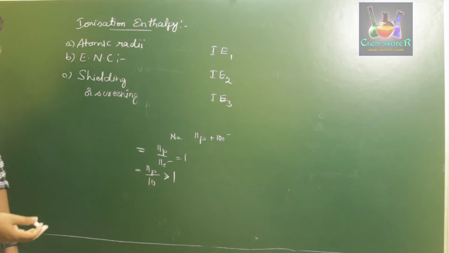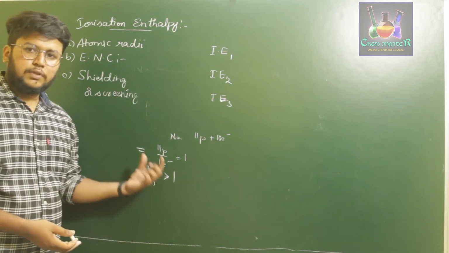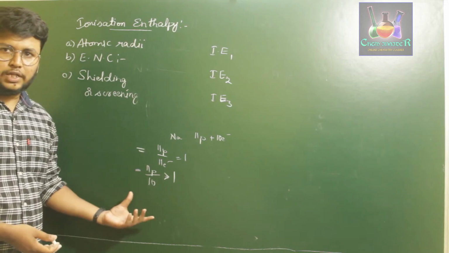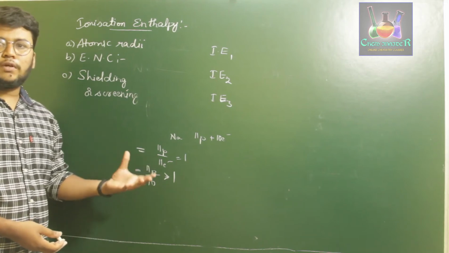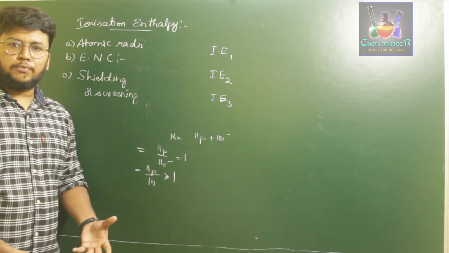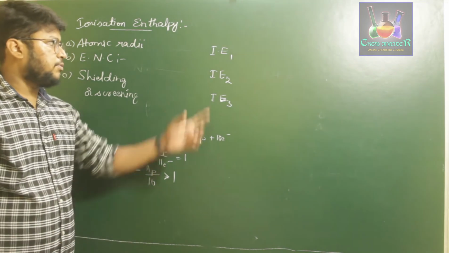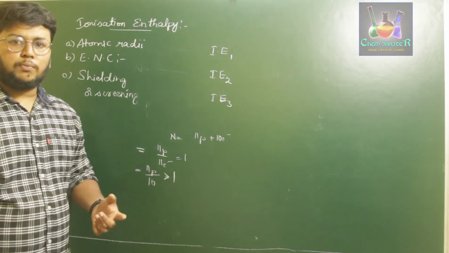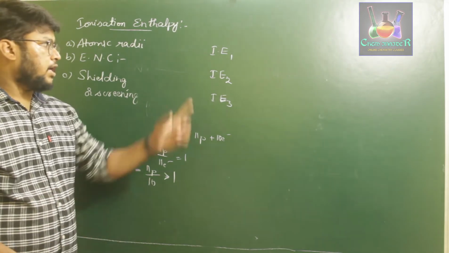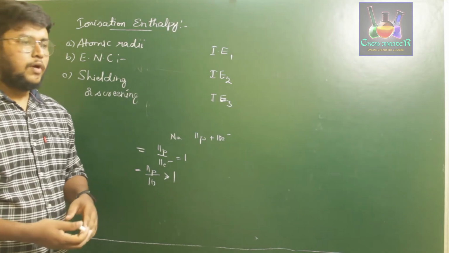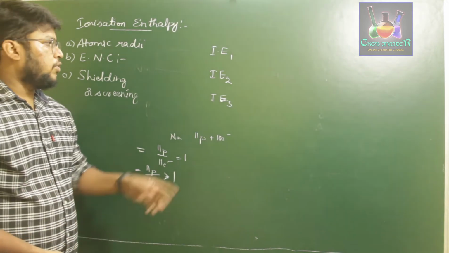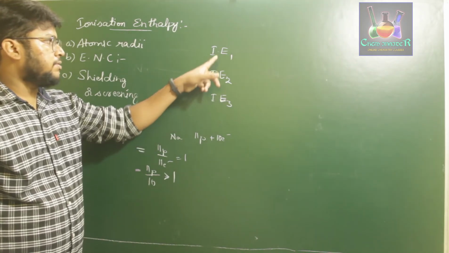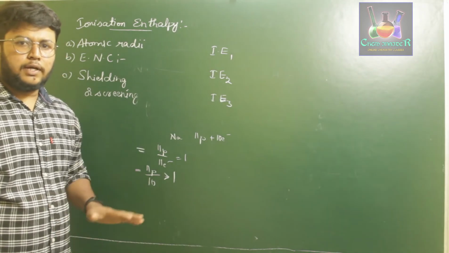Therefore, if the number of protons is much greater than the number of electrons present, we have to give more energy in order to remove the successive electrons. You remove the first electron easily, but to remove the second electron we have to provide more energy than that of IE1. Therefore, IE3 will always be greater than IE2, and IE2 will always be greater than IE1. This is the normal trend.